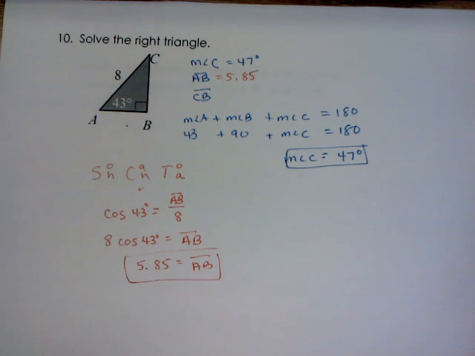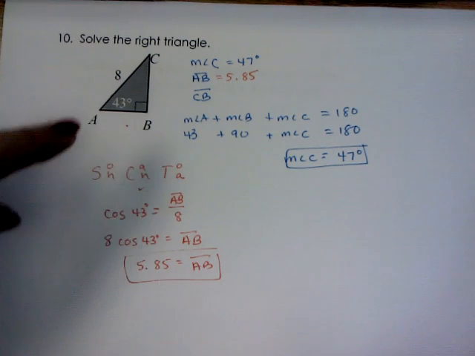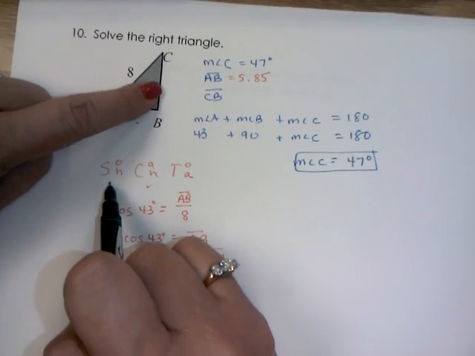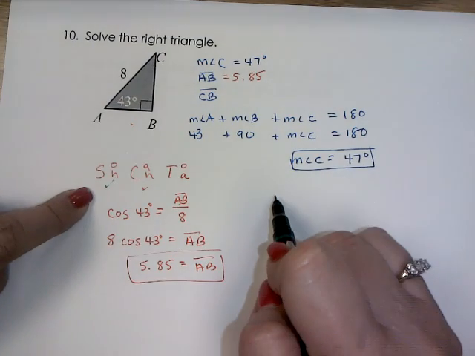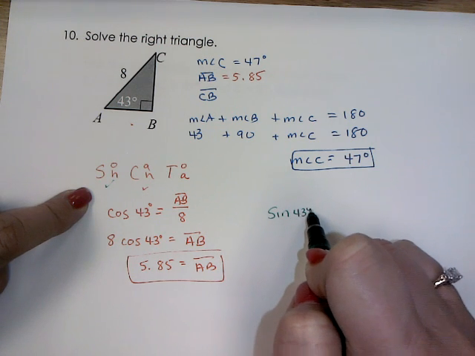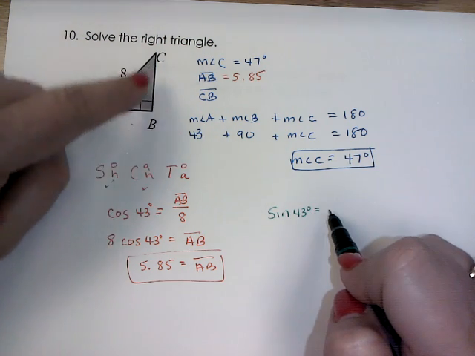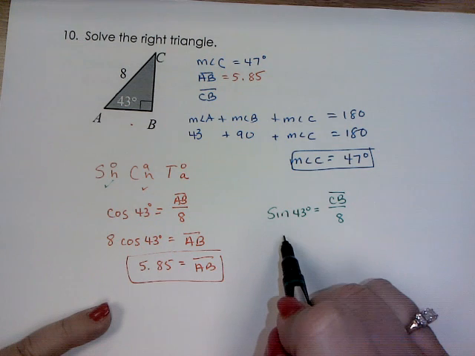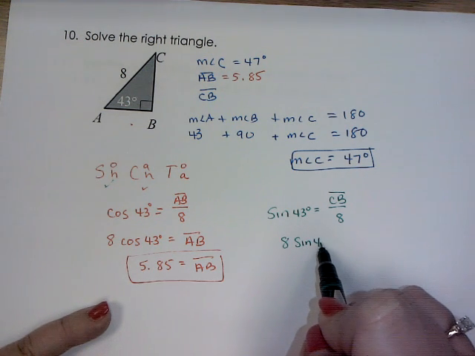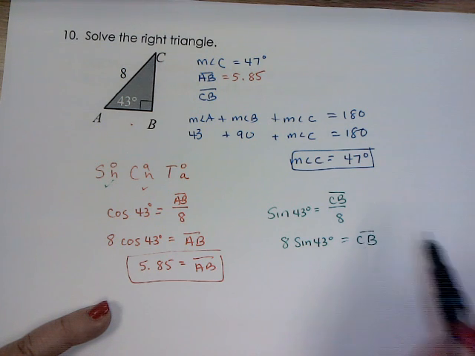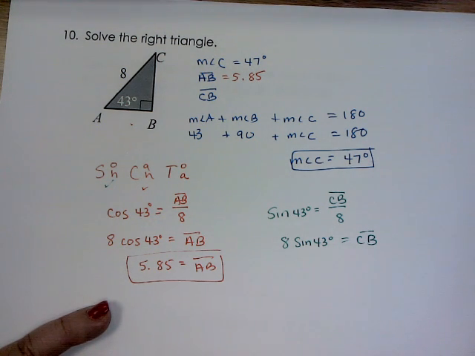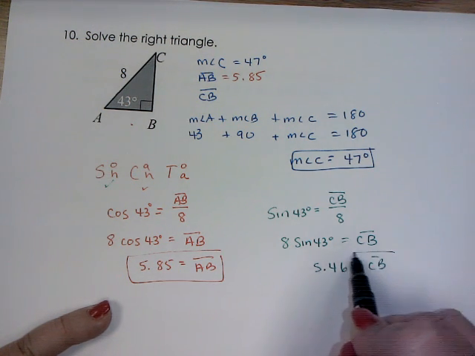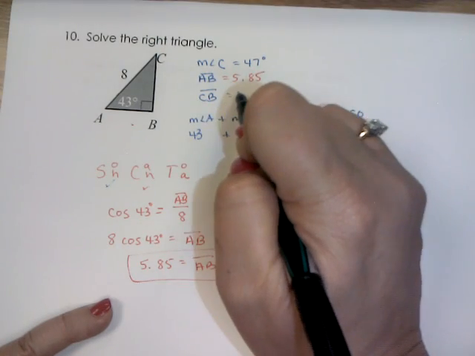Now to find side CB. CB is over here, so when I'm looking at that, oh, that's going to be from my angle, my opposite over my hypotenuse, because I have a hypotenuse. So it's going to be the sine of 43 degrees. It's going to equal my opposite, which is CB, over my hypotenuse, which is 8. So 8 sine of 43 degrees equals CB. And I rounded to the nearest hundredth, so it's 5.46.